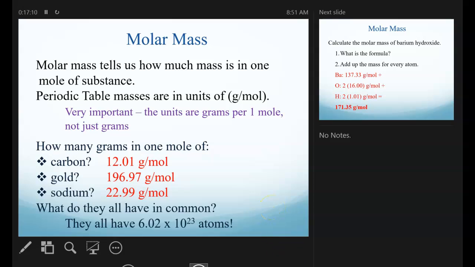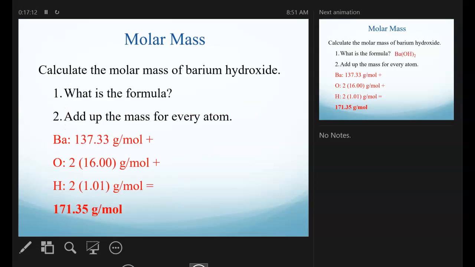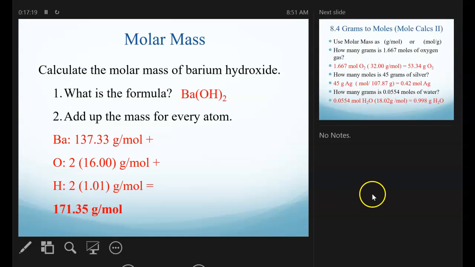Okay, so when we have a compound, let's say it's barium hydroxide, Ba(OH)2, how do I find the molar mass of this entire compound? I have molar masses of elements, but then I have molar masses of compounds, because most of what you're going to work with is going to be in compound form.